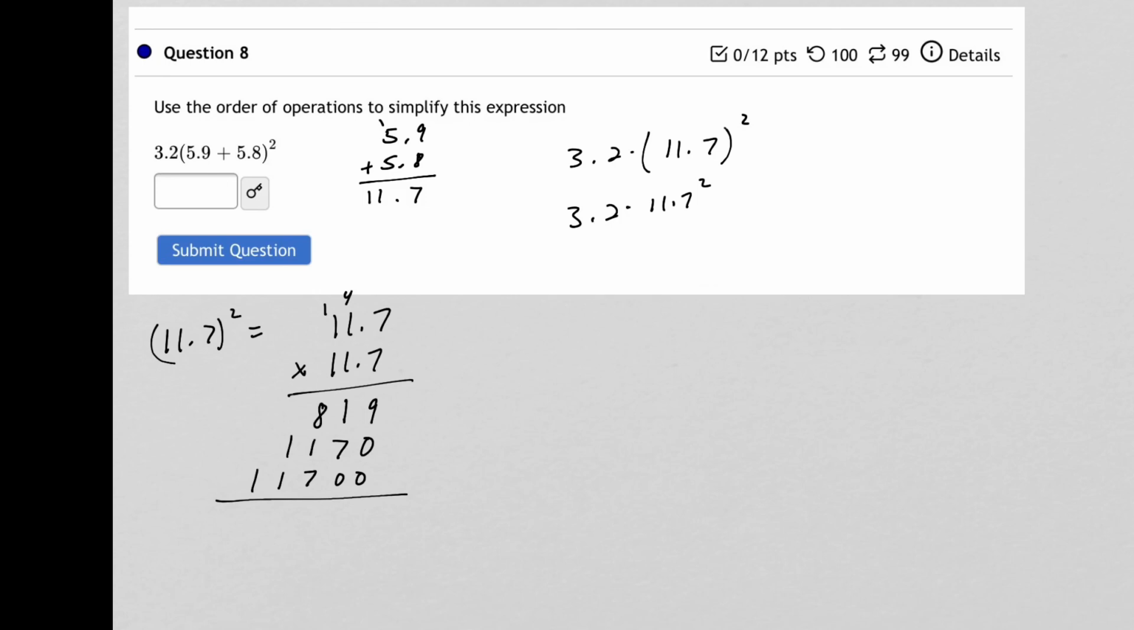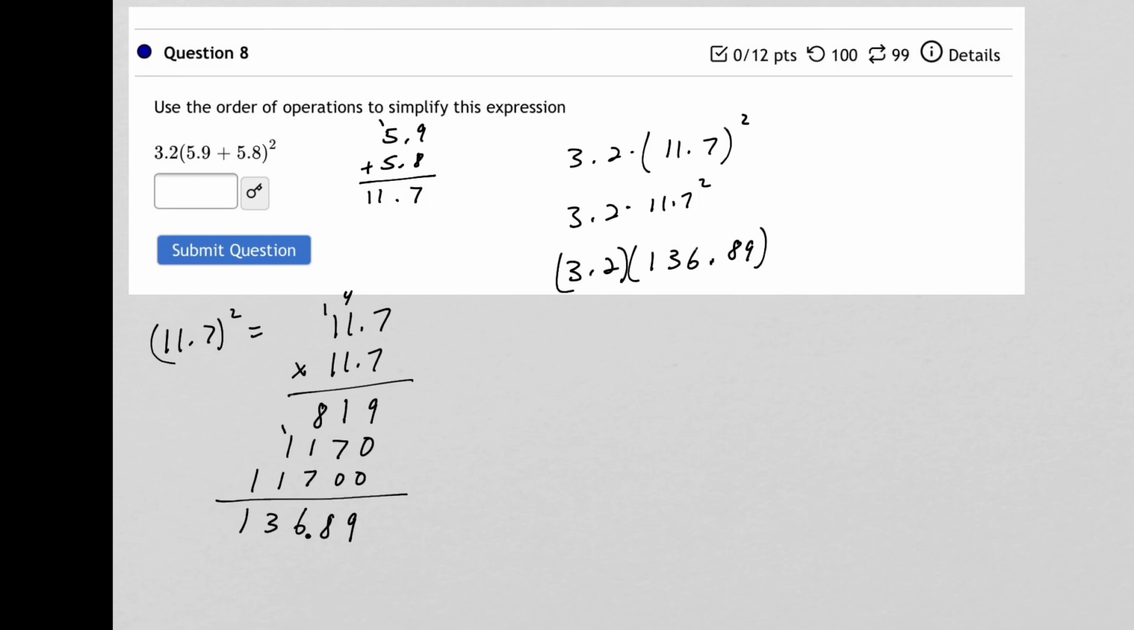Add these up. This is what? 9. 8. 8 plus 1 plus 7 is what? 16. Carry the 1. And then 1 plus 1 plus 1 is 3. And then a 1 here. And then looks like it's going to be 2 decimal places. So it looks like 136.89. Okay. Then what I have left now is going to be 3.2 times that. It probably is cleaner just to use parentheses here, so I don't get my multiplication symbol messed up with the decimal point.